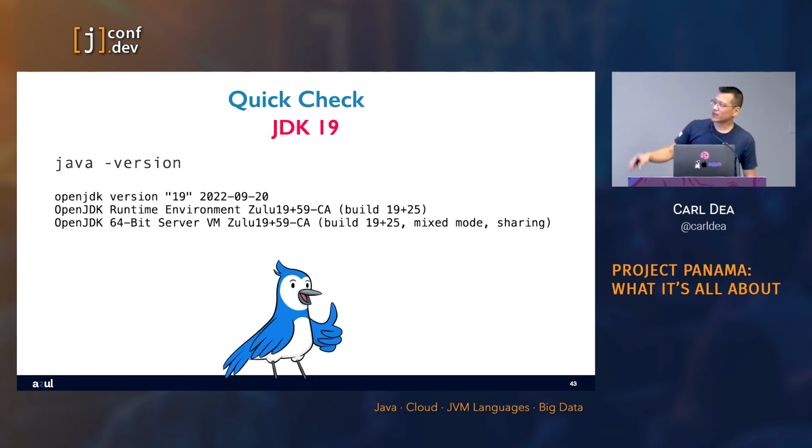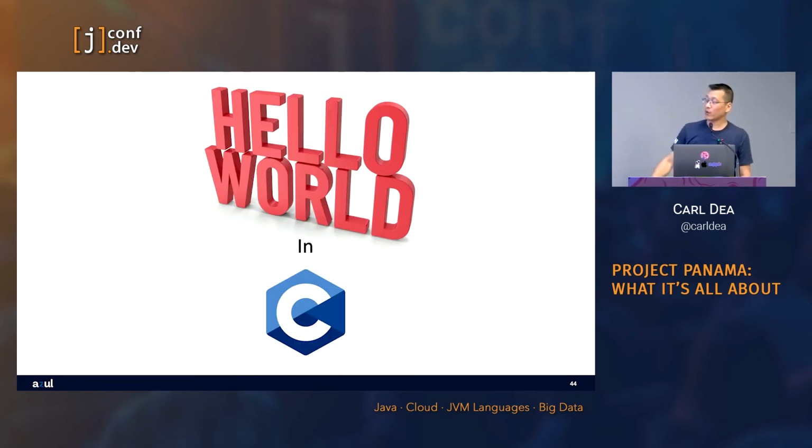So just to verify, say java -version, and that might be a little off because I changed the slides a little bit too late after the GA. So let's start actually creating with Project Panama. But before we do that, let's look at what native C Hello World looks like. Really simple. Those that haven't seen C.